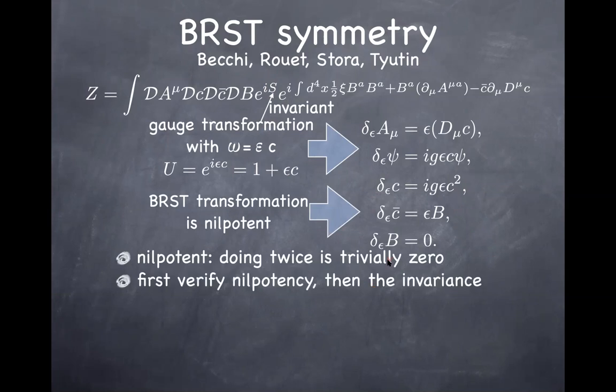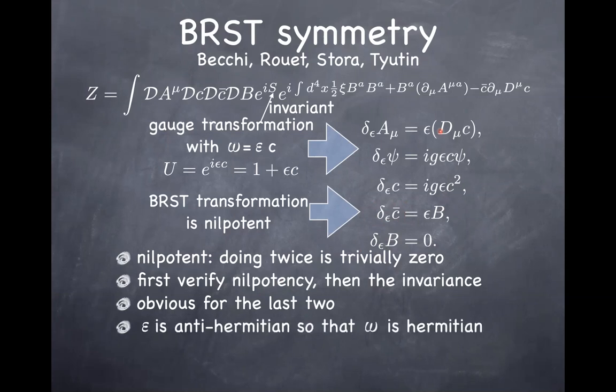So what we would like to do is take this transformation, first verify that this is nilpotent, and that actually allows us to verify the invariance of the Lagrangian in a very transparent way. And the nilpotency is kind of obvious for the last two. The transformation of B is already zero. If you do it once again, of course it's zero. So that's obvious. The transformation of C bar is B, but its transformation is zero. So if you do the symmetry transformation twice on C bar, that vanishes. So the nilpotency is obvious for the last two, but it may not be obvious for the first three. So that's something we need to verify.